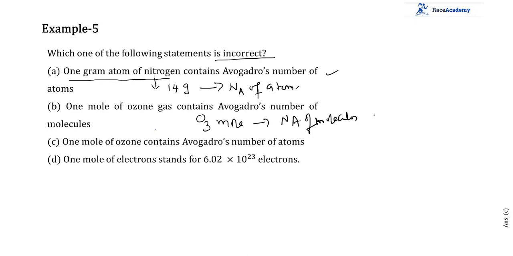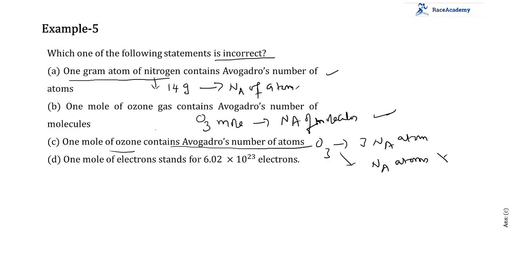In that there is no doubt at all. 1 mole of ozone contains, actually, 3 into Avogadro number of atoms. But what they have given is Avogadro number of atoms. That is wrong. 3 into Avogadro number of atoms is correct. So C option is the incorrect statement.